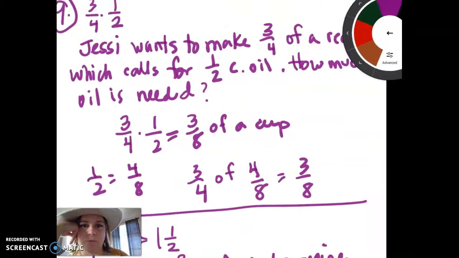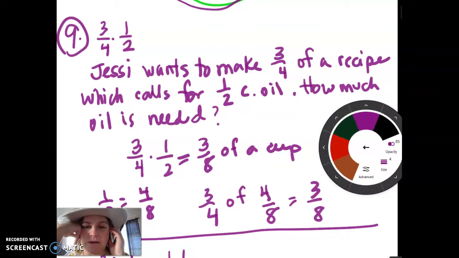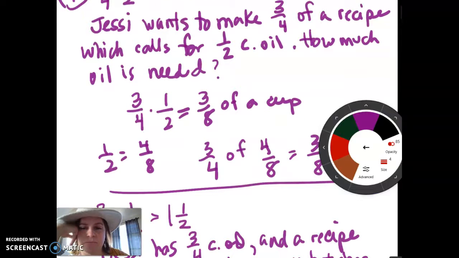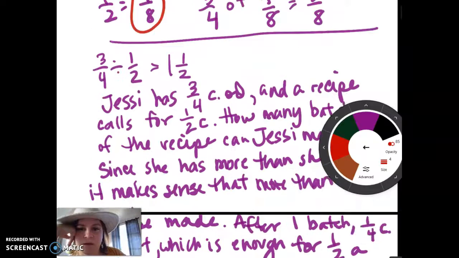All right, so here's a word problem that I wrote for 3/4 times a half. You know it's going to be about cooking, and of course it is. So Jessie wants to make 3/4 of a recipe, and the recipe calls for 1/2 of a cup of oil. So how much oil is needed? Well, 3/4 of a half is what I am thinking of, and 3/4 of the recipe, so 3/4 of a half is 3/8. If you wanted to think of a half as 4/8, you might be able to visualize it or have kids visualize it a little better, thinking about 3/4 of 4/8 as being 3/8.